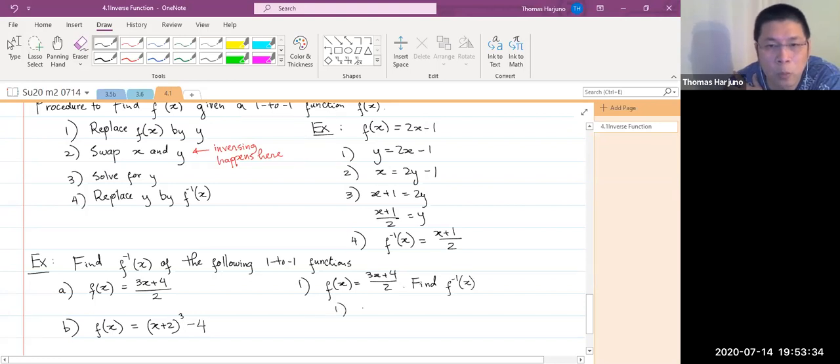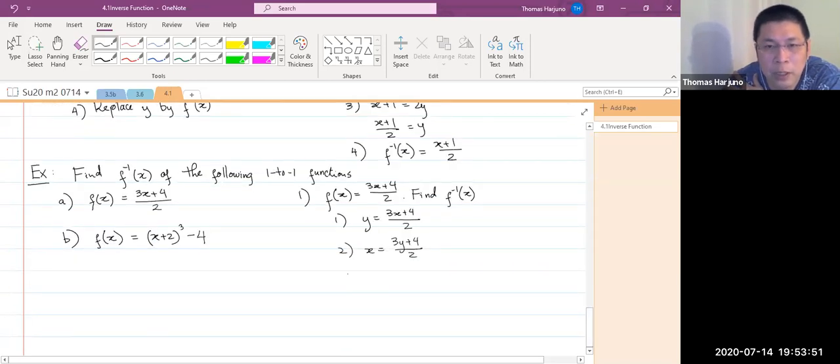So my step 1, I replace the f(x) by y. Step 2, I swap the x and y. Step 3, I solve for y. This is the one that usually takes longer. And then solve for y. And multiply by 2, and then subtract 4, divided by 3.